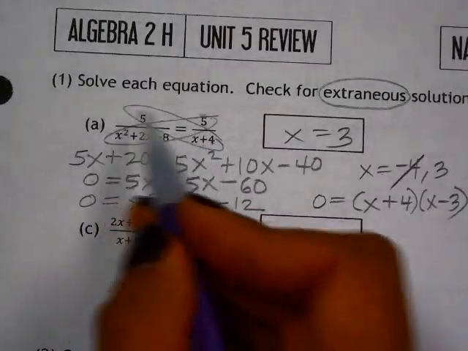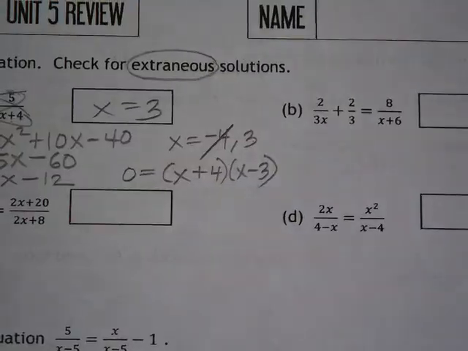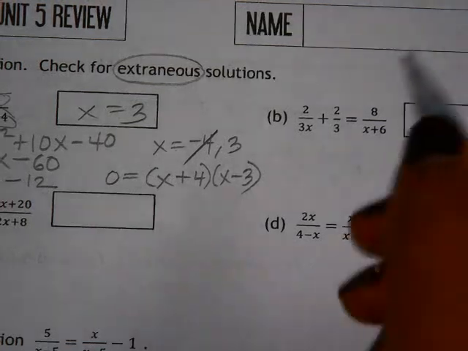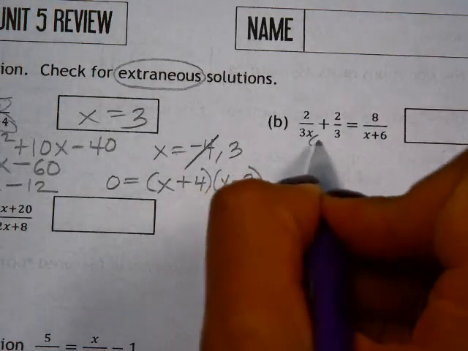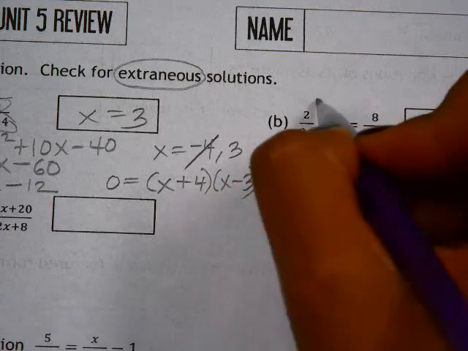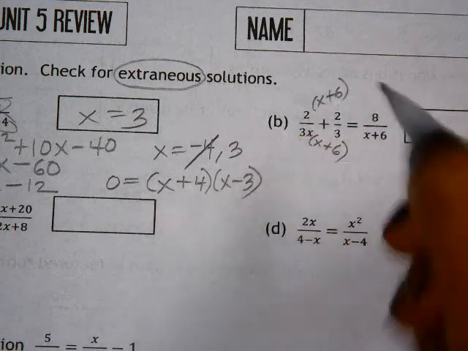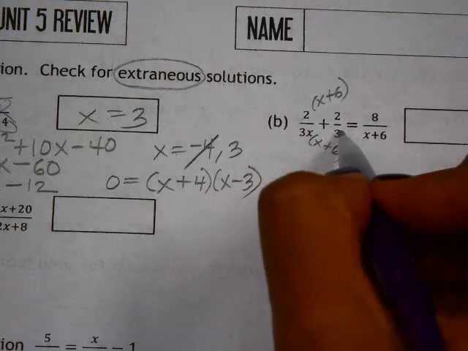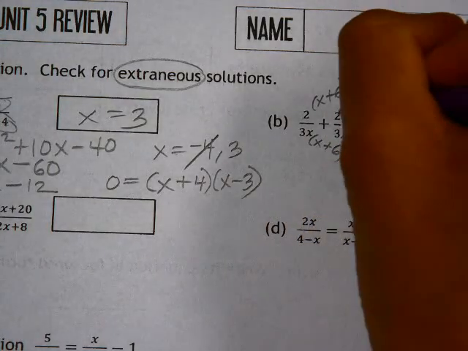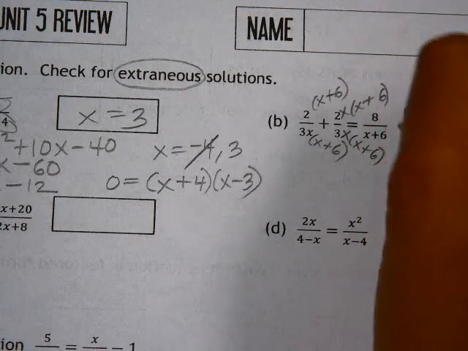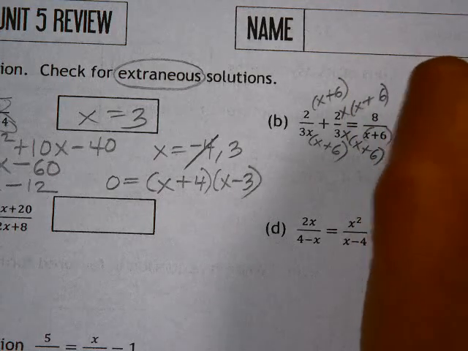Here we solved by cross multiplying. Another way to solve a rational equation is by getting common denominators. So in this first fraction, we're missing the x plus 6. Multiply the top and the bottom by the same thing. Here we're missing an x and an x plus 6. And here we're just missing a 3x.